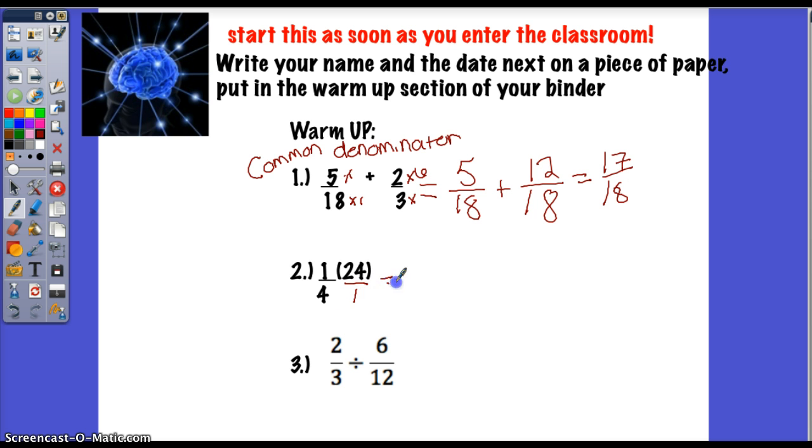Put 24 over 1 when you're multiplying. Cross simplify. 4 divided by 4 is 1. 24 divided by 4 is 6. 6 times 1 is 6. 1 times 1 is 1. Make sure you simplify it, and your answer is just plain old 6.